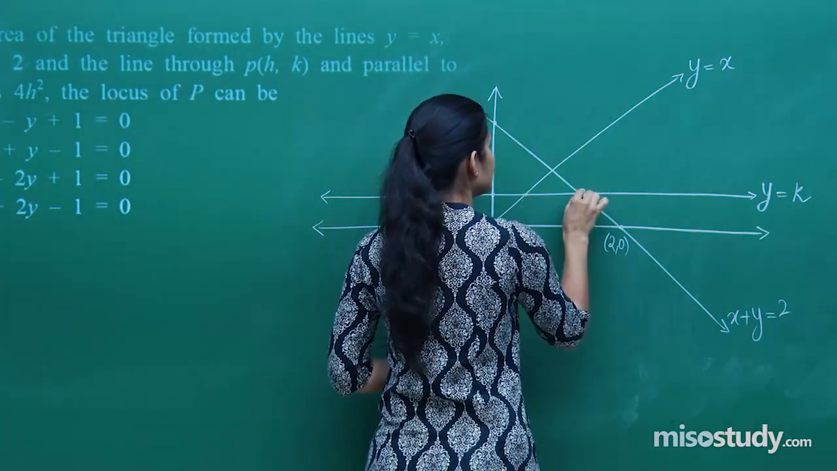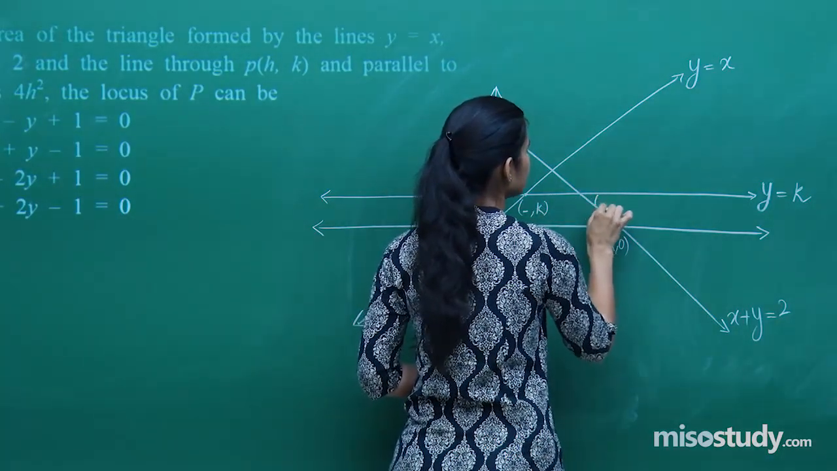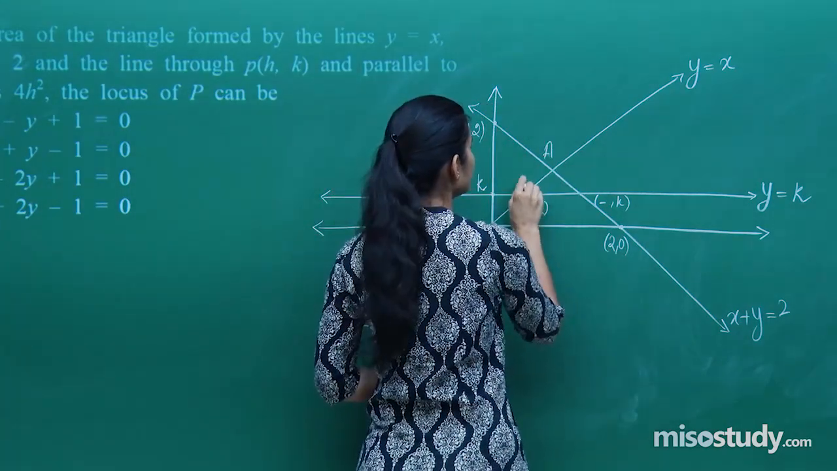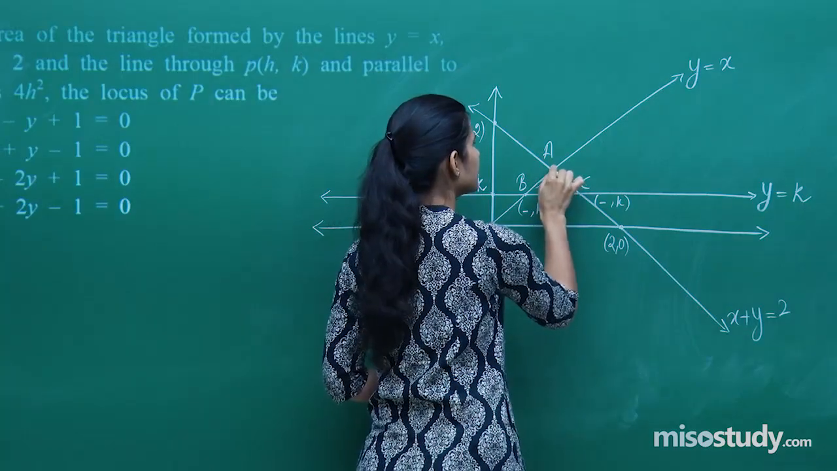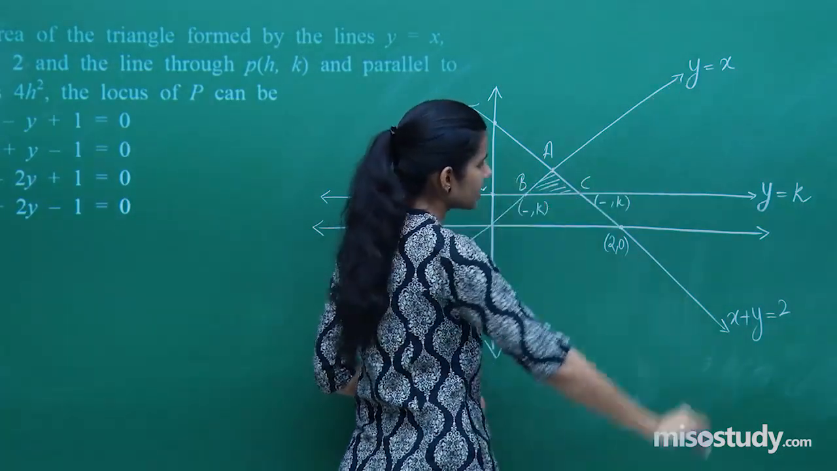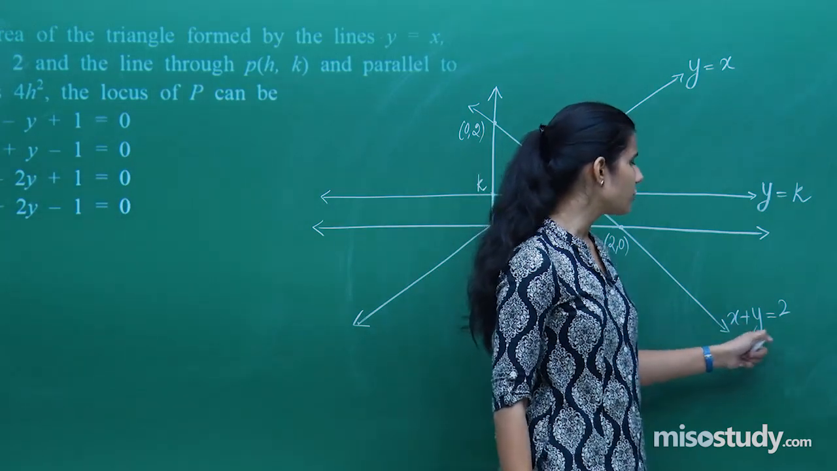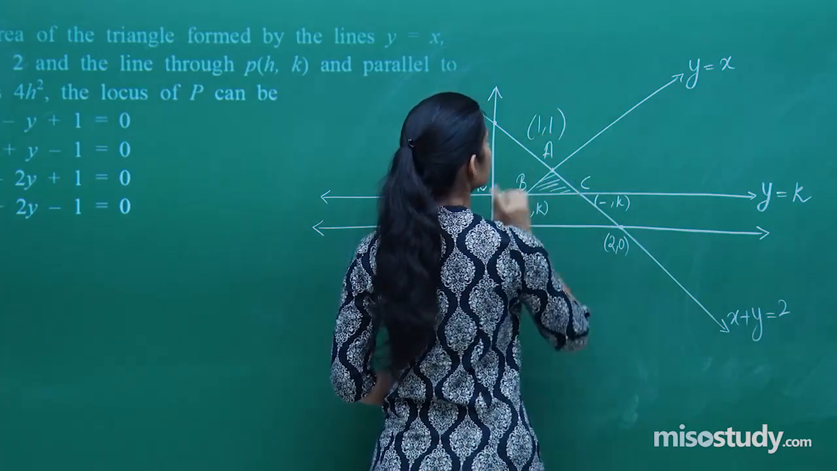Now these two points are going to have k as their y coordinate, that is, (_, k). I am talking about this triangle. What is this point? When y equals x intersects x plus y equals 2, just put x in place of y, you get 2x equals 2, x is 1, y is also 1. So (1, 1) is this point.